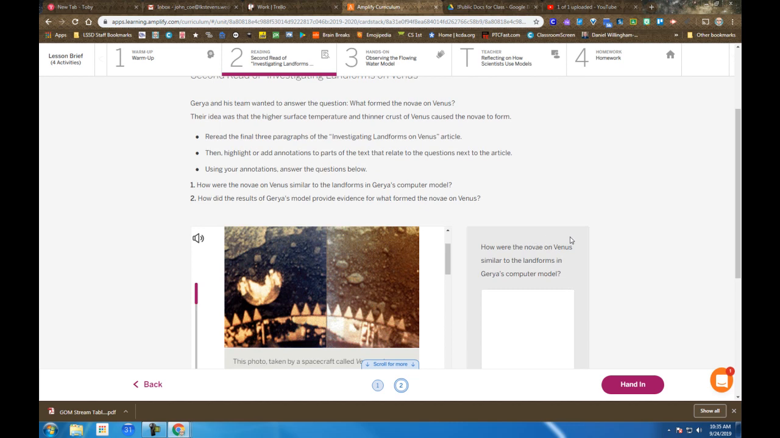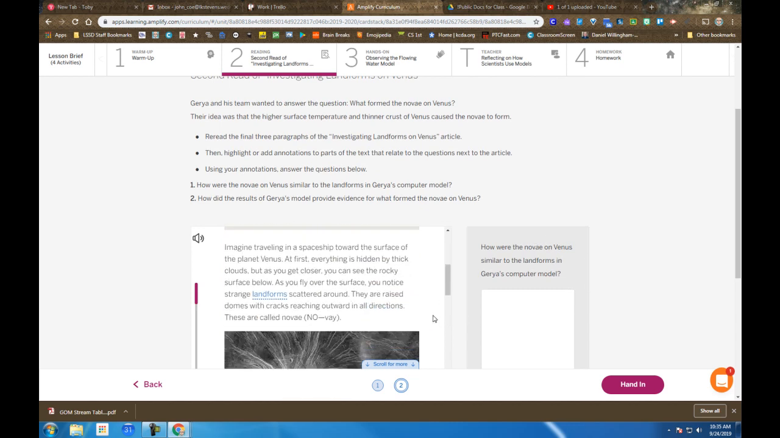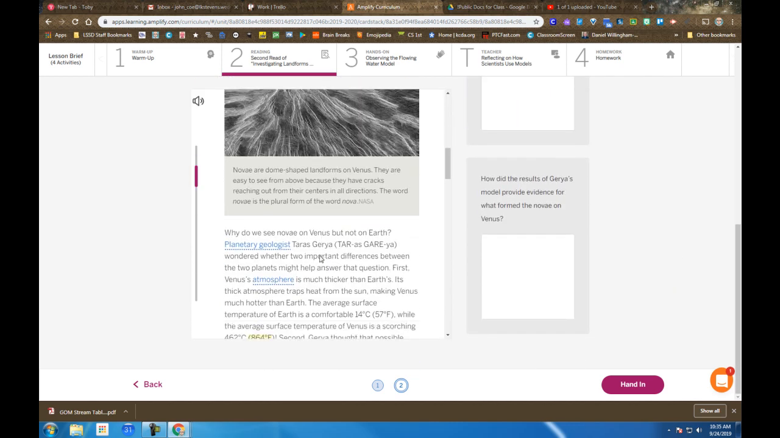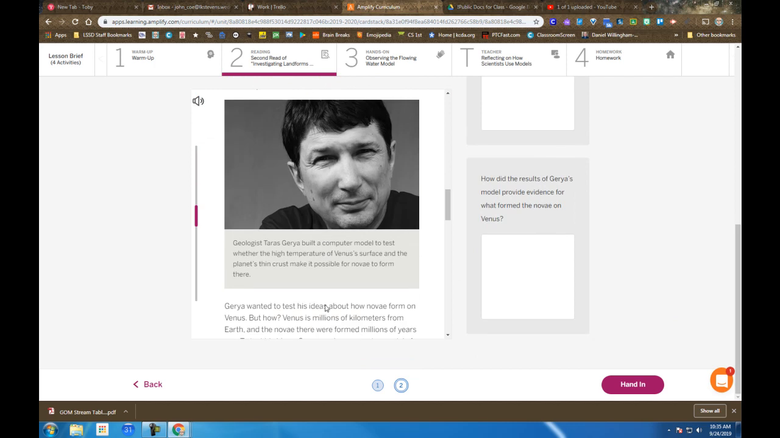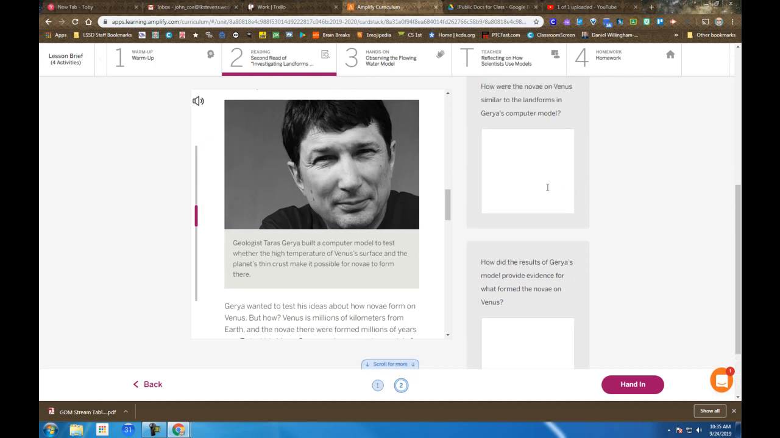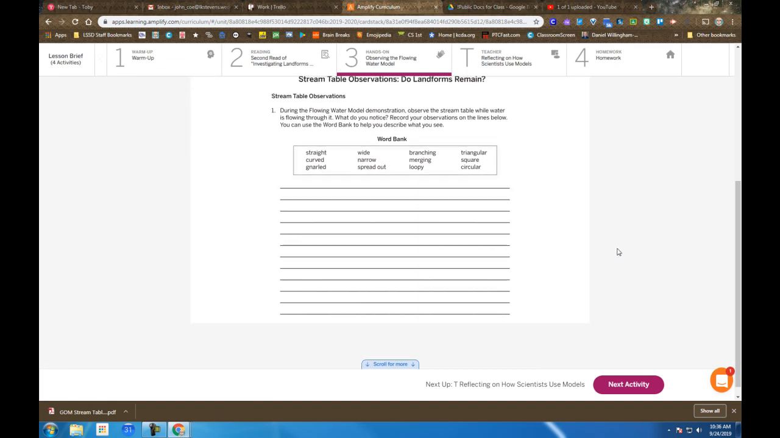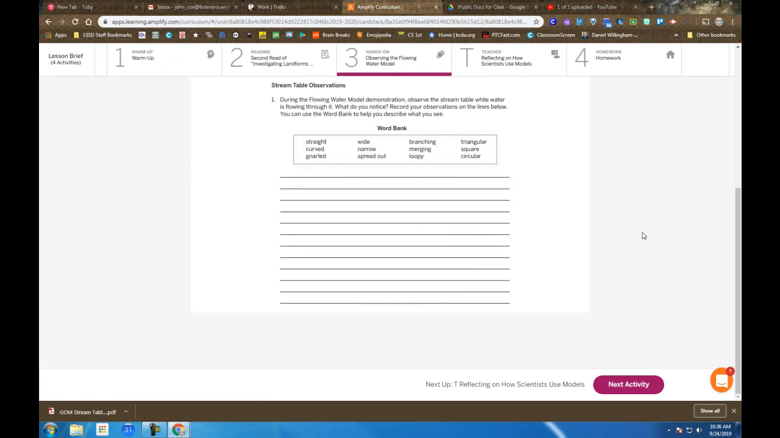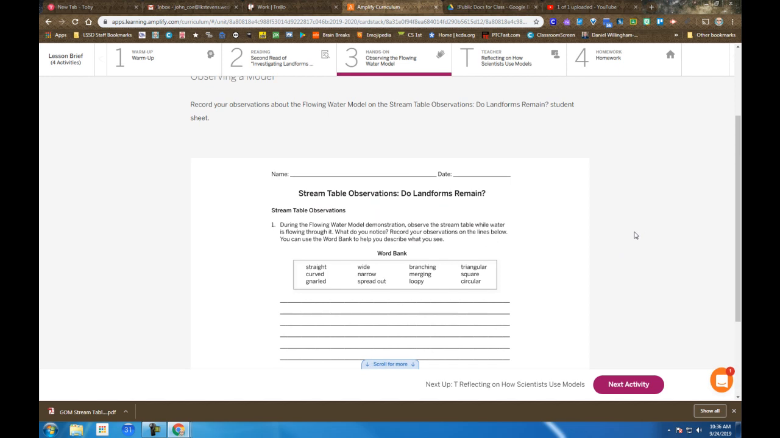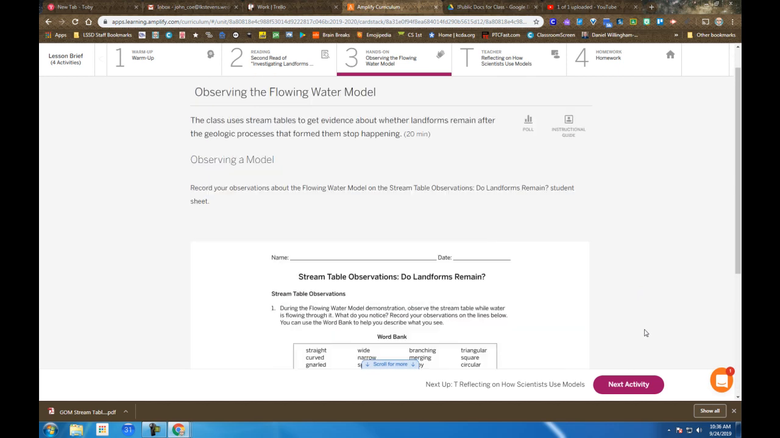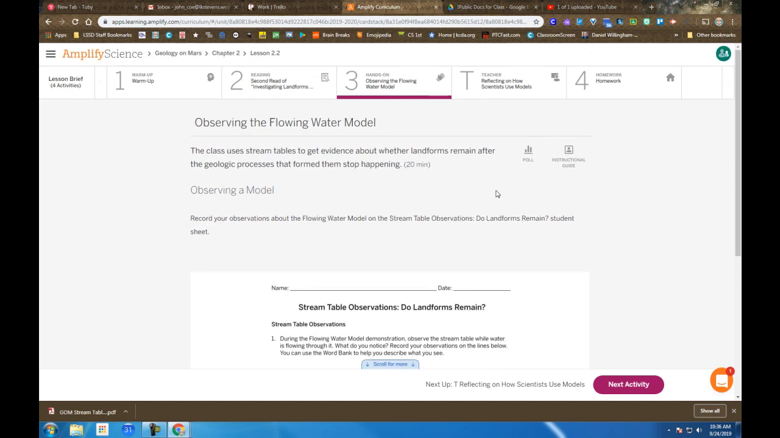The instructions are here about moving down to the final 3 paragraphs, which are the paragraphs all below the scientist's image, to answer the 2 questions on the side. Once they've responded there, we move on to the stream table. What they have on their screen is the embedded image of the actual handout that they'll receive, and they record. It's 2-sided, and they record the results on there.